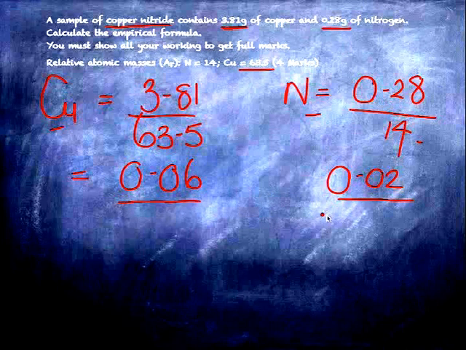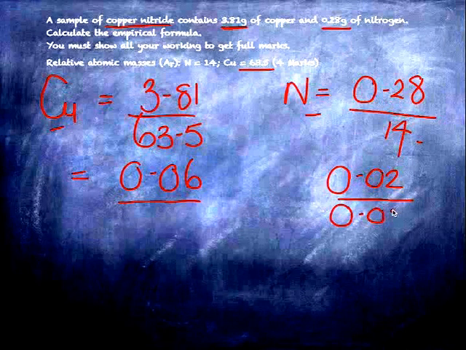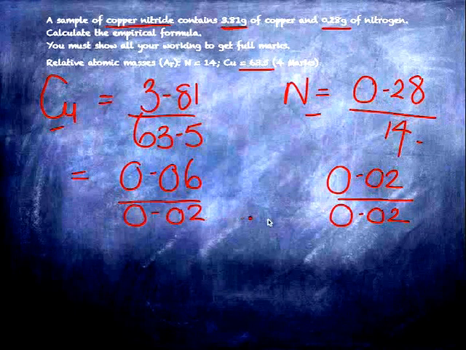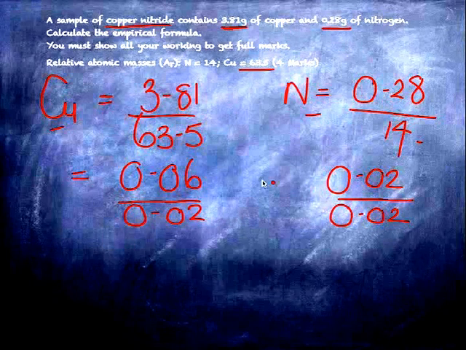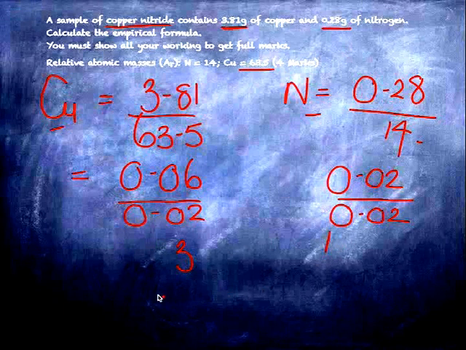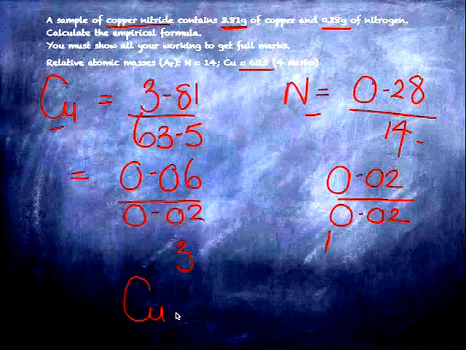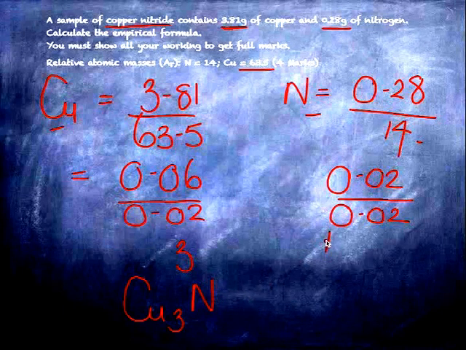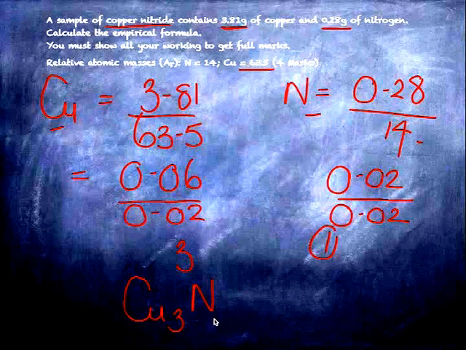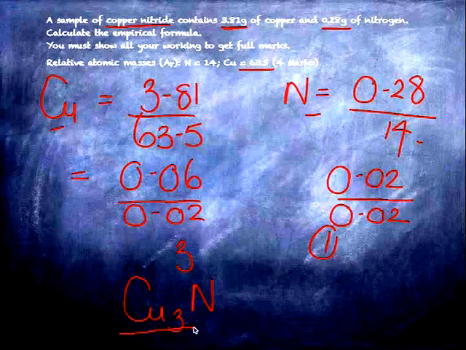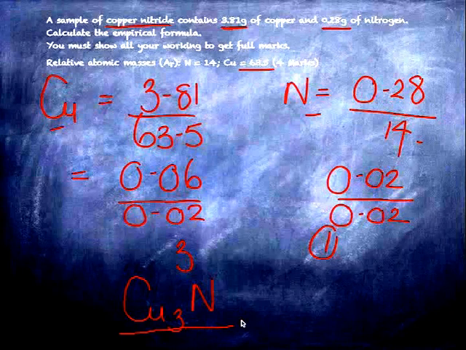0.02 is clearly the smallest number, so we divide that by itself and we divide the 0.06 by the 0.02. Turns out that we then have 3 to 1. So our empirical formula for copper nitride works out at Cu3N1, but because it's a 1, we don't need to bother showing that beside the nitrogen. So there is our empirical formula for copper nitride. Hopefully that's the answer that you got as well.